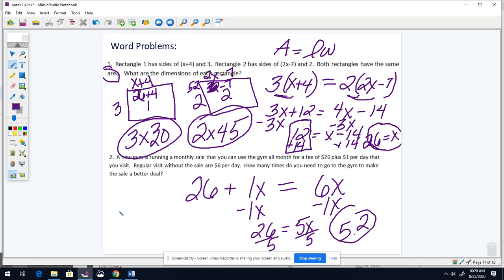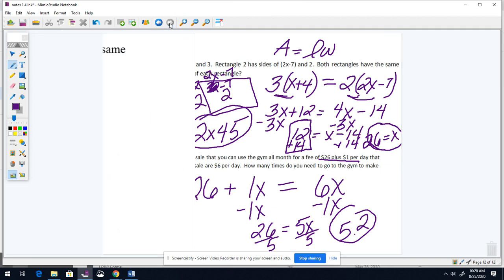So what that means is if I go 6 visits, I'm much better off just buying this sale. If I go 5 visits or less, it's actually cheaper just to pay by the day. And that's going to happen at times with word problems: you're going to get something that's not a whole number. You have to look at the logic of it to see what makes sense.